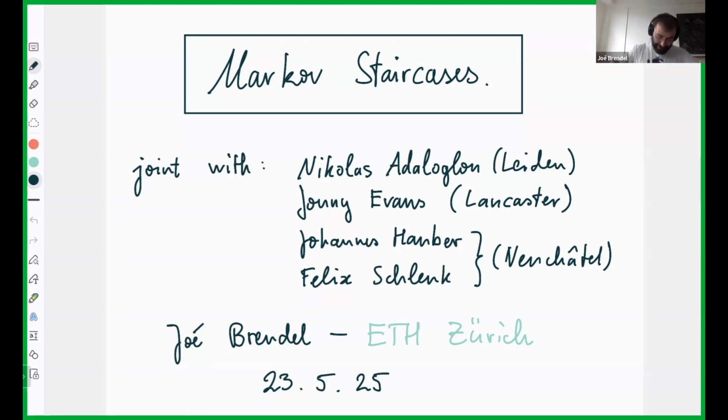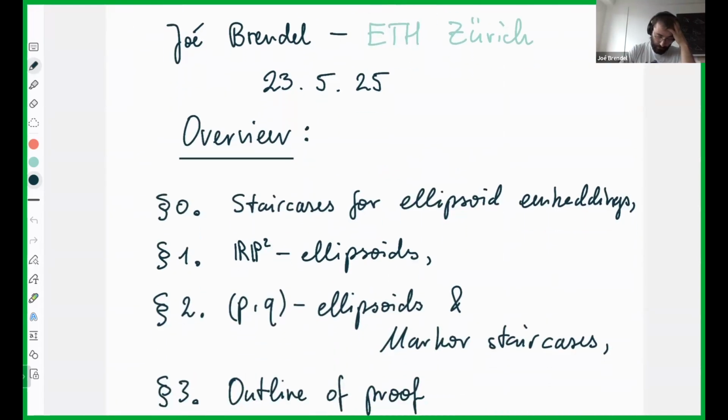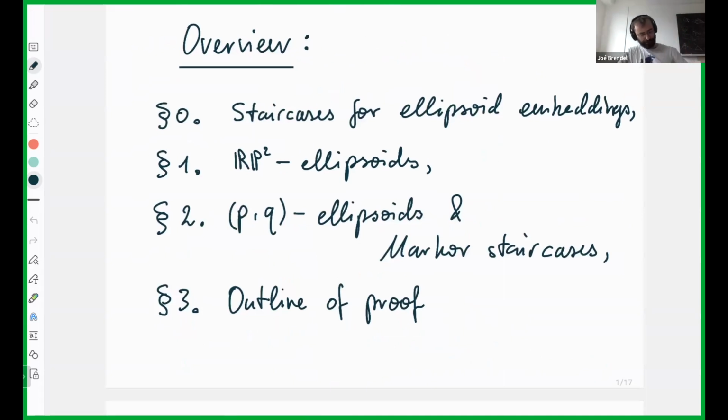Yes, so this is joint work with Nicolas Adaloglu from Leiden, Jonny Evans from Lancaster, and Johannes Hauber and Felix Schlenk from Neuchâtel. As you can see, there has been one collaborator added with respect to the abstract. So this should tell you that this is very much work in progress. And so it's about Markov staircases. And let me give you an overview of what I want to talk about.